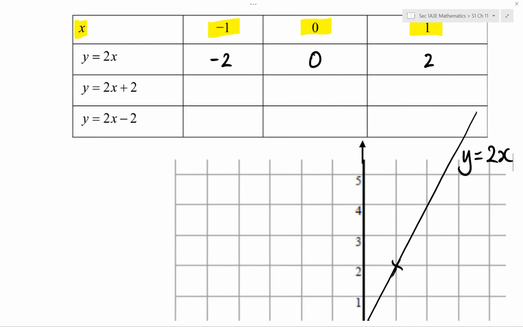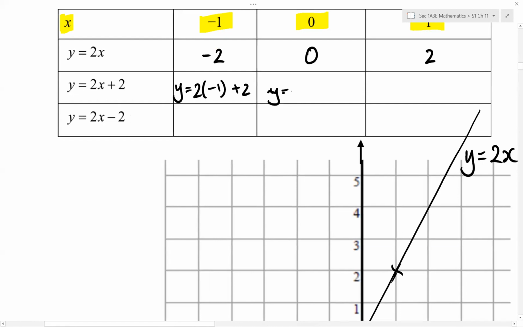We try and work smart. The next line says y equals to 2x plus 2. If we do the working, it would be y equals to 2 times -1 plus 2. y equals to 2 times 0 plus 2. y equals to 2 times 1 plus 2. Nothing difficult so far, right?